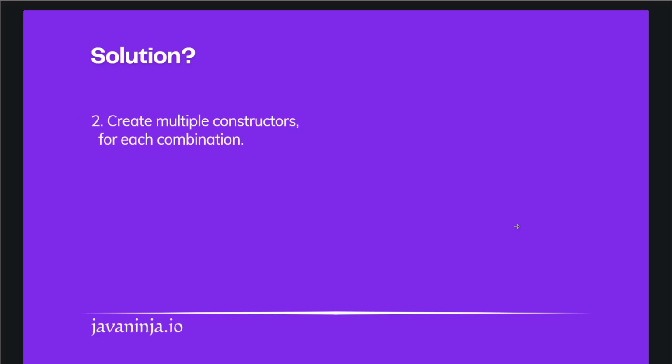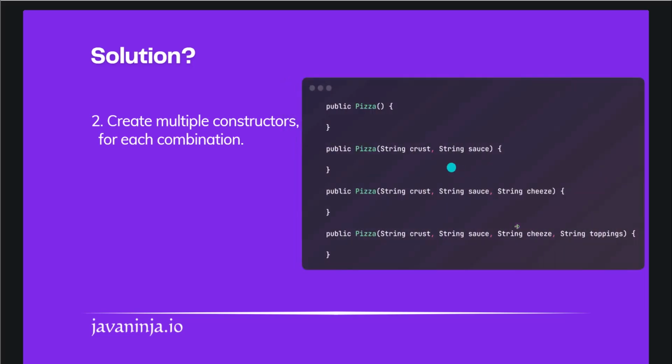Second solution is create multiple constructors for each combination. For example, this is a default constructor. Make a constructor for crust and sauce. Similarly, make a constructor for crust, sauce and cheese. Similarly, make one giant constructor with all the attributes. Now this also doesn't seem like this will solve the problem.